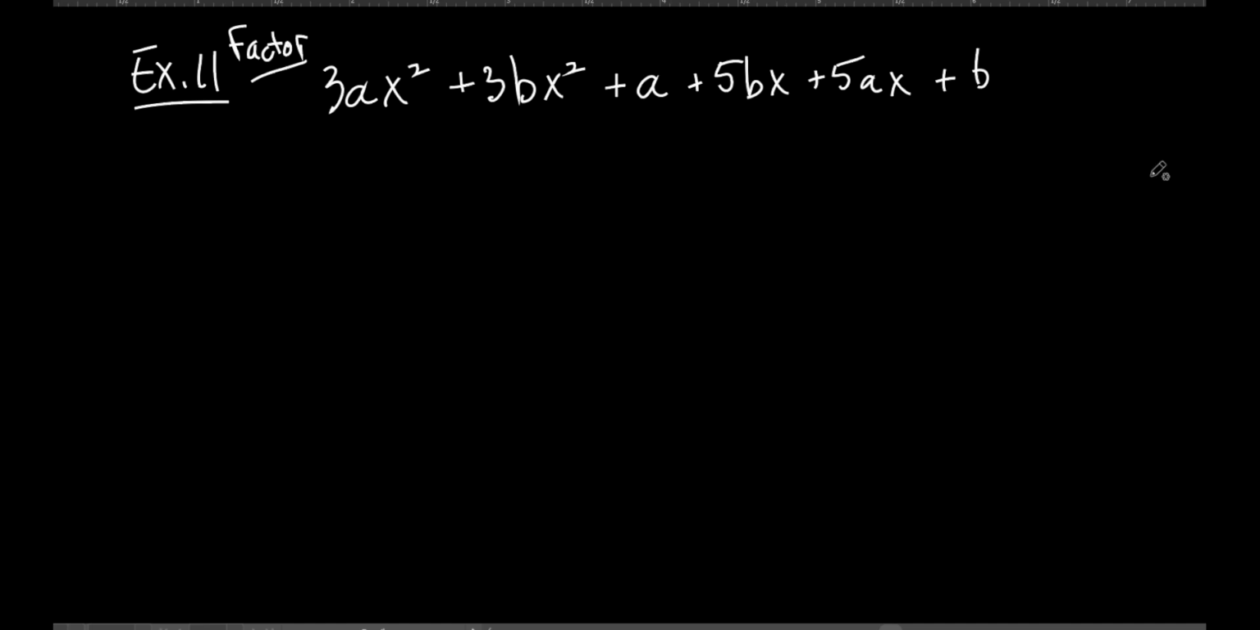So what we're going to do is group them together so that there are things in common. They made this kind of easy. They put them next to each other. So look at this right here. Let's do that grouping right there. Is there anything in common with those two? Yeah, a 3 and what else? An x squared. Good.